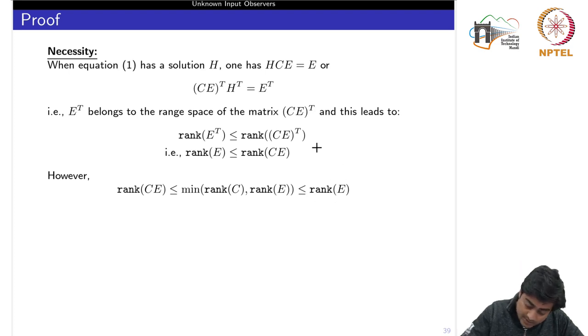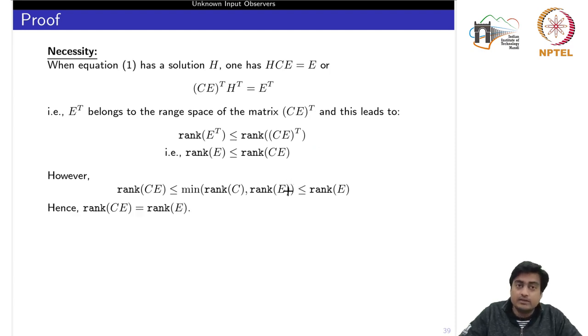Now see both these conditions. The first condition says rank of E is less than or equal to rank of CE, and the second condition says that the rank of CE should be less than or equal to rank E. And this becomes possible if and only if the rank of E is actually equal to rank of C, right? So this finishes the necessity part.